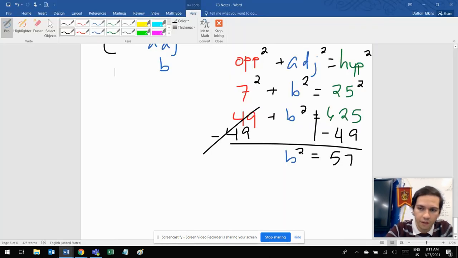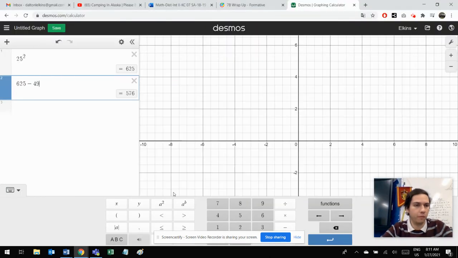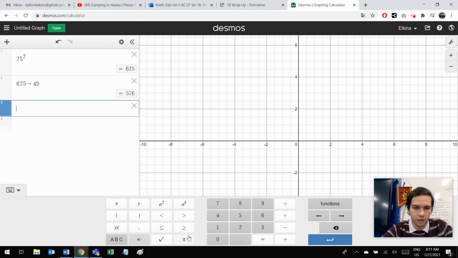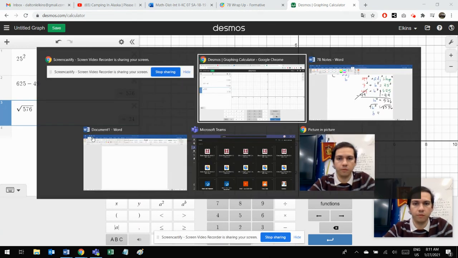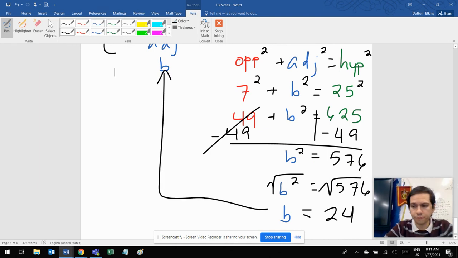This is 576. Okay, the last thing that I need to do here is take the square root of both sides because I have b squared and I don't want b squared, I just want b. So I need to turn it into b, and then let's go ahead and take this back over to Desmos. Let's do the square root of 576, and that's equal to 24. So that is this missing side here.